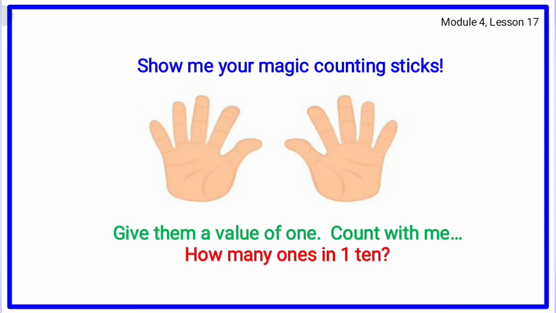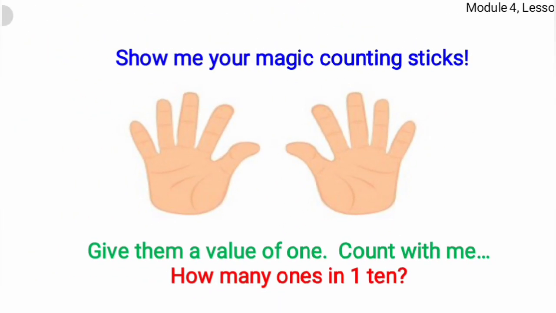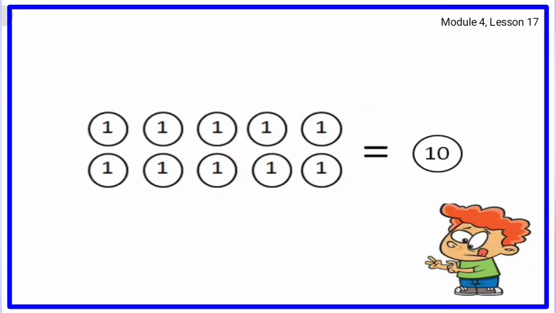1, 2, 3, 4, 5, 6, 7, 8, 9, and 10. I have 10 fingers. So, how many ones make a 10? Good. My 10 fingers make a 10. So 10 ones makes a 10. So this is my count here. 1, 2, 3, 4, 5 representing my left hand, and 1, 2, 3, 4, 5 representing my right hand. So 5 plus 5 is 10.